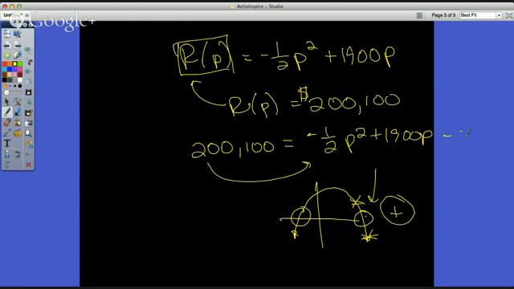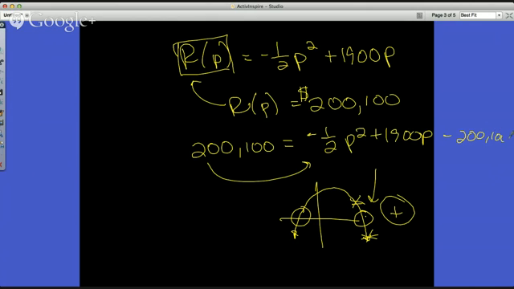Move 200,100 to the other side. Correct. So it should look like this, right? And then I'll plug that in, get out the zeros. Correct. Plug and chug, and we'll be good. And you find the zeros on your graph of y equals there. Okay? All right, 6, 7, and 8.